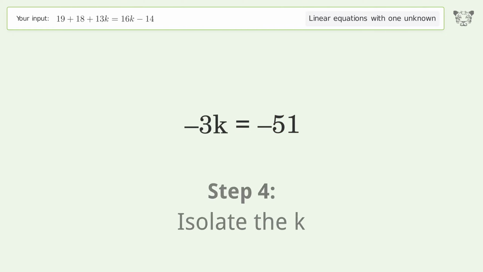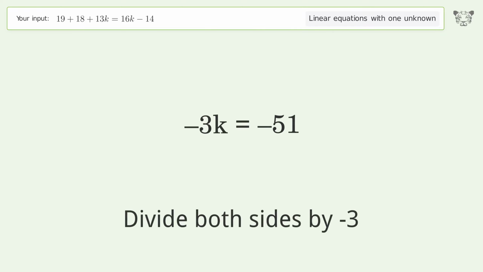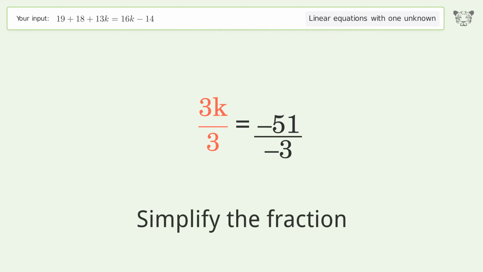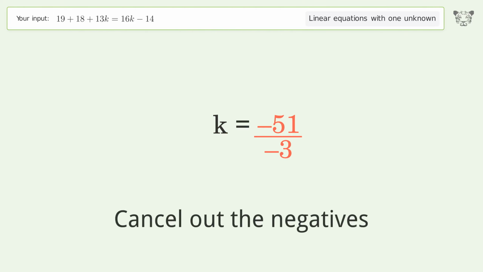Isolate the k. Divide both sides by -3. Cancel out the negatives. Simplify the fraction. Cancel out the negatives.